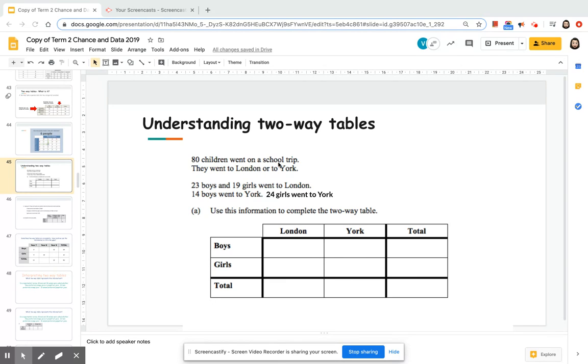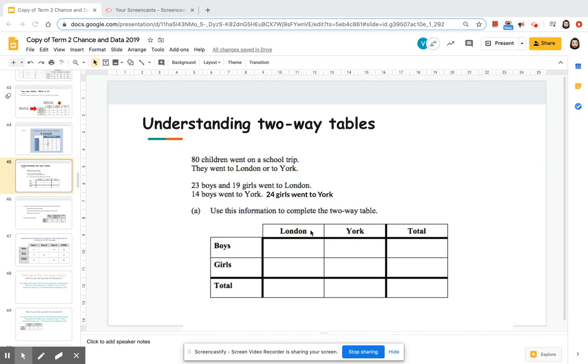80 children went on a school trip. They went to London or to York. 23 boys and 19 girls went to London. 14 boys went to York and 24 girls went to York.